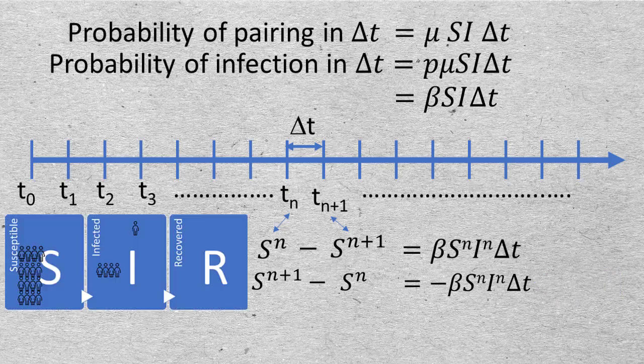Of course, the loss in S will be a corresponding gain in I. So we can write I^{n+1} minus I^n is equal to beta delta t S^n I^n.